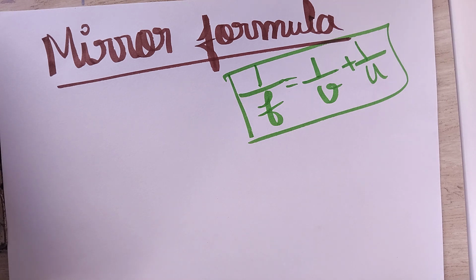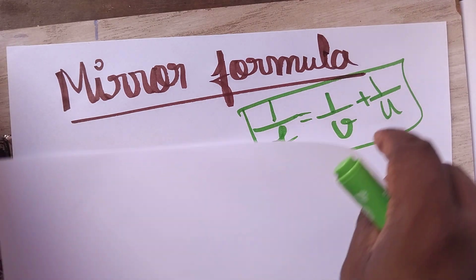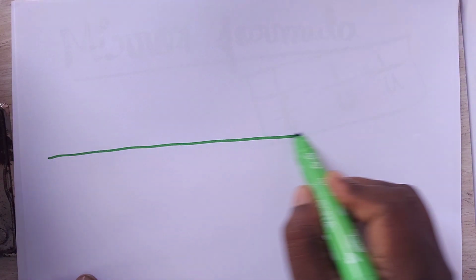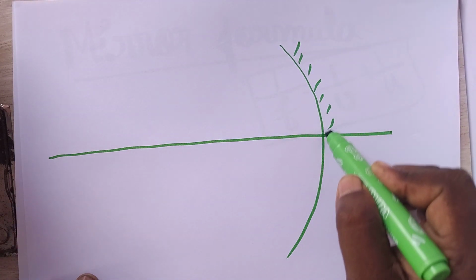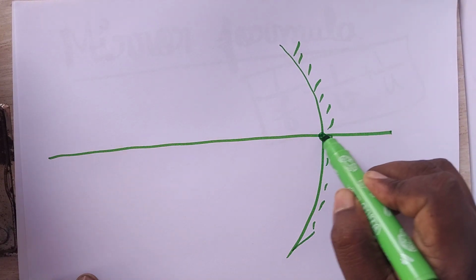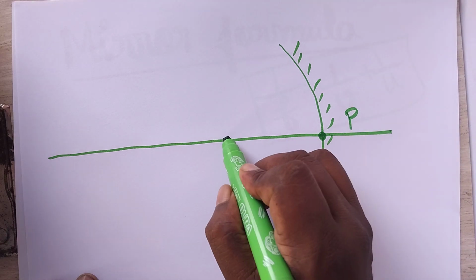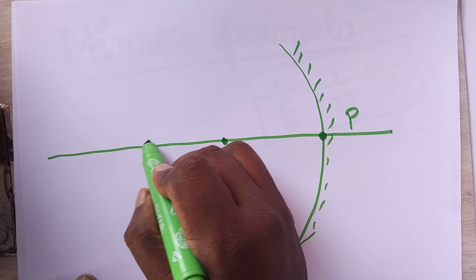So we are going to learn how to derive the mirror formula. First we'll learn the diagram. I am going to do it for a concave mirror. This is going to be a concave mirror, and this is the pole, center, principal focus, and center of curvature.